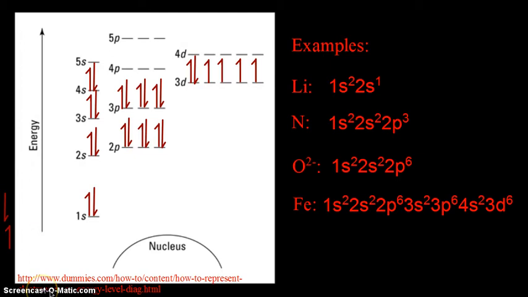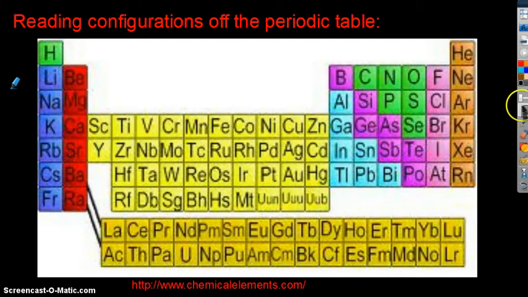Now, filling in arrows usually isn't too difficult for people once they have the diagram and they know the order that things go in. However, it's not always necessarily the fastest way to fill. So what we're going to turn to now is the periodic table. We can also read electron configuration straight off the periodic table.